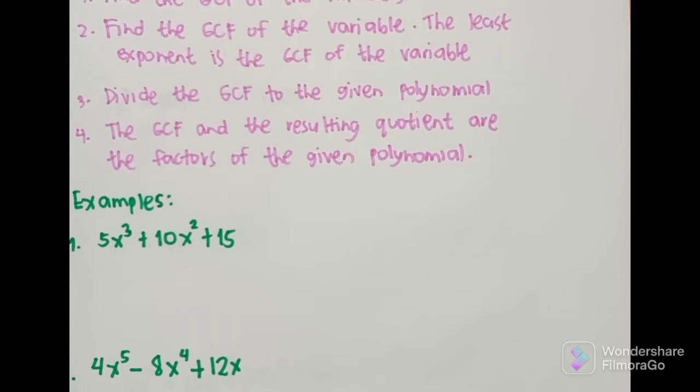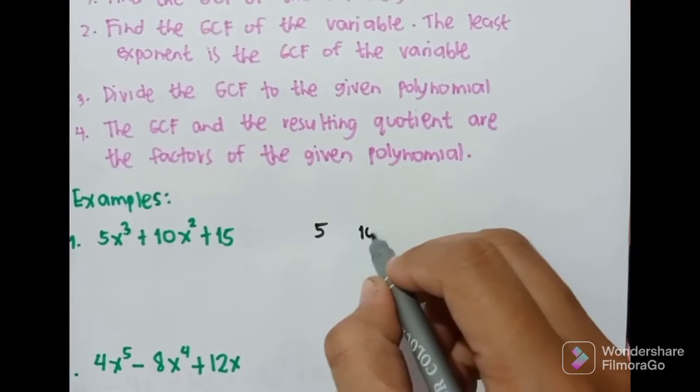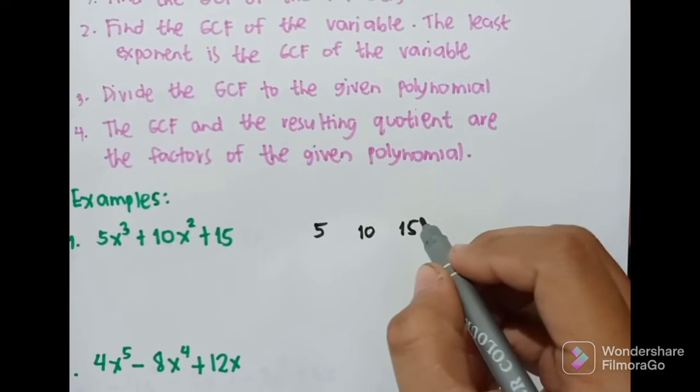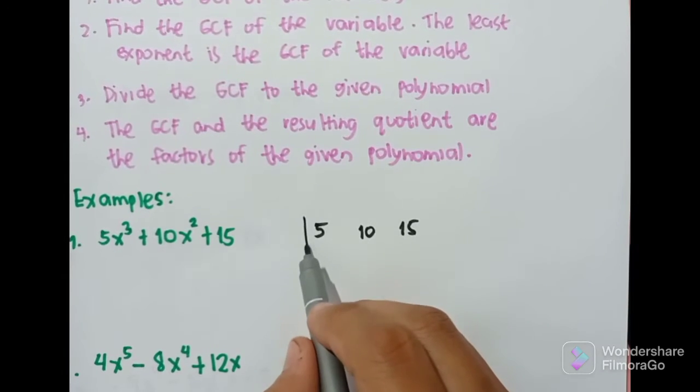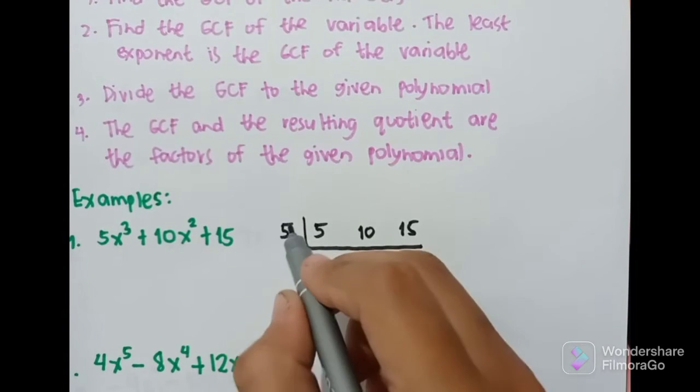Gagamit ako ng continuous division. Paano yung continuous division? Kukunin lang natin lahat ng numerical coefficient. So we have here 5, 10, and 15. Gagawa tayo ng baliktad na division. Ano ba yung number na kayang i-divide si 5, 10, and 15? Okay, so it is 5.